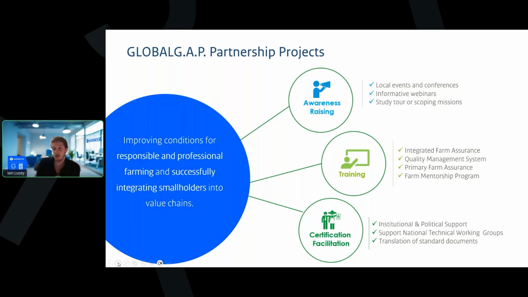And the core focus of GLOBALG.A.P. partnership projects is on creating an enabling environment in target countries to help support farmers in achieving GLOBALG.A.P. certification. And this is done predominantly through training in the GLOBALG.A.P. standards. For example, training in the Integrated Farm Assurance Standard that you heard mentioned earlier by Georgia, or for training in the Primary Farm Assurance Standard that you heard spoken about by Christy.